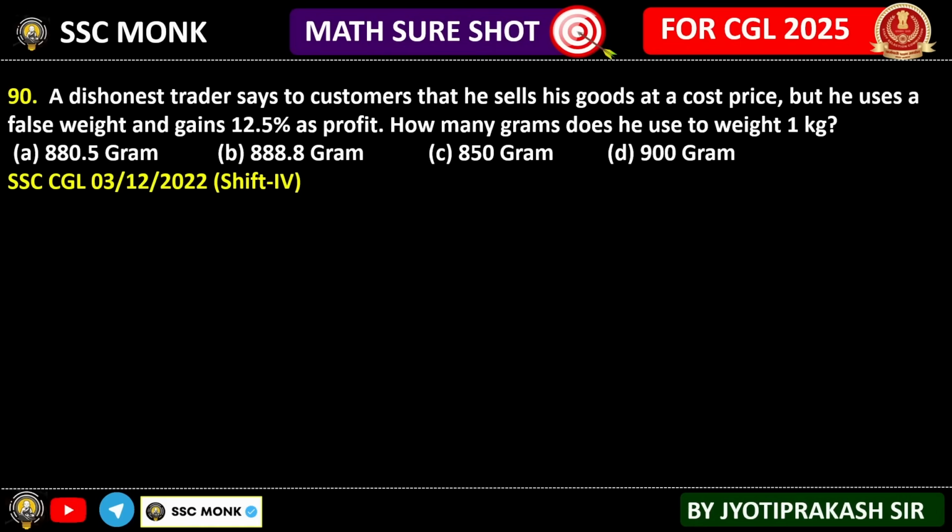Next, a dishonest trader says to a customer that he sells goods at cost price, but he uses false weight and gains 12.5% as a profit. How many grams does he use to weigh 1 kg? 12.5% profit is equal to what? 1 by 8. That means for 8 things he is earning 1 rupee.